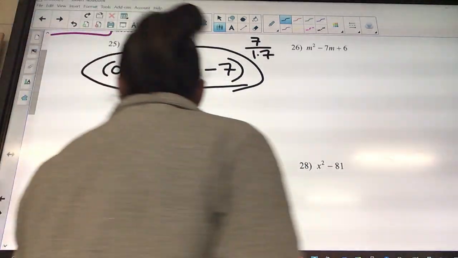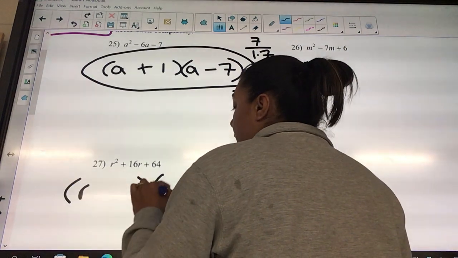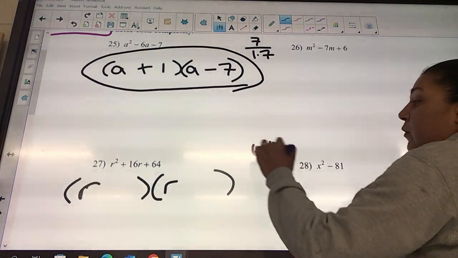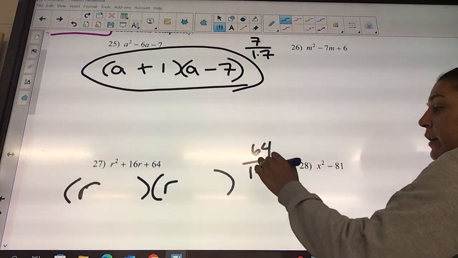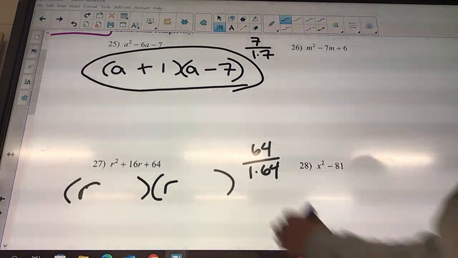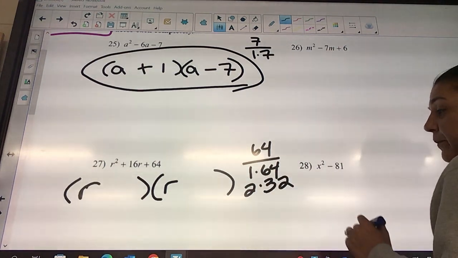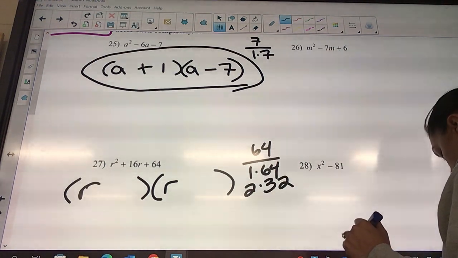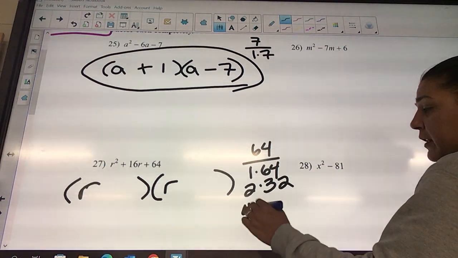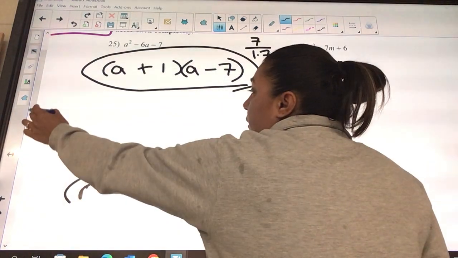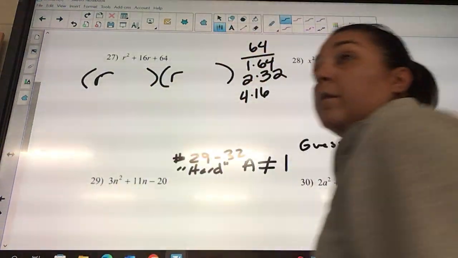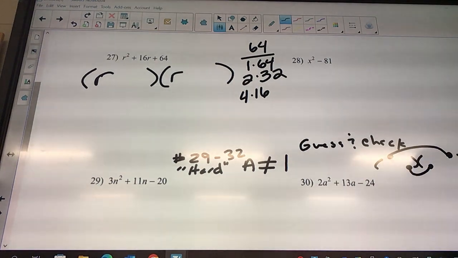Okay, 27 is going to be the same, so we're going to draw our parentheses, and we're going to say R and R. We're making a list of what number? 64. What's the first one? 1 and 64, and then start dividing. So you're going to say 64 divided by 2. 2 and 32. Good. 3. I feel like 3 went in, did it not? No. 4 and 16. What else? 8 and 8.